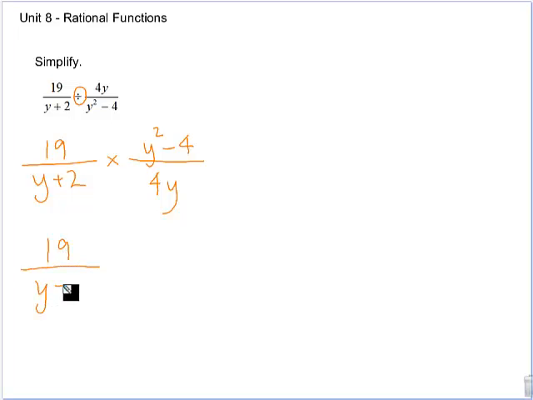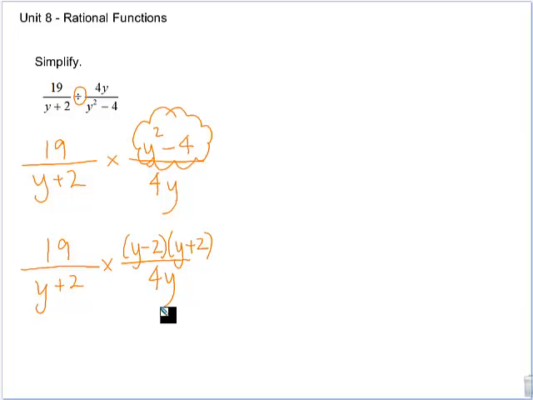Okay. Next up now, we are going to divide our rational expressions. So recall, when we divide, it is the same exact thing as multiplying by the reciprocal. So this is really 19 over y plus 2 times y squared minus 4 over 4y. Now we should factor everything we can. So 19 and y plus 2, there's nothing we can do to factor that. However, our y squared minus 4 is a difference of squares, so we can factor that to y minus 2 times y plus 2.